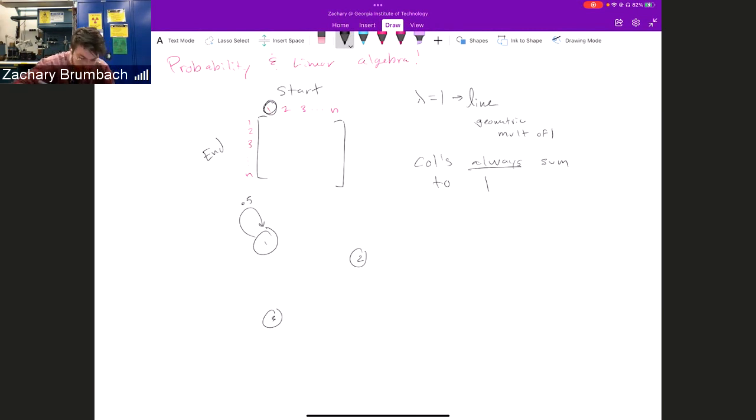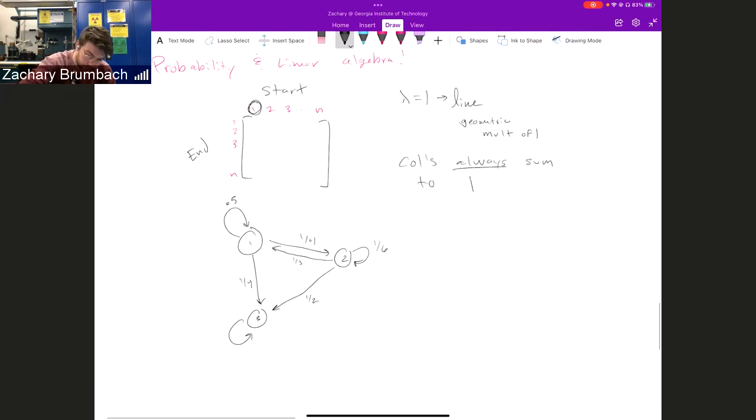Let's say there's a 0.5 here, 1/4 there, and 1/4 there. Here, there is a 1/6 chance it goes there, a 1/3 chance it goes there, and a 1/2 chance it goes there. And for 3, let's say 50% goes here, and 50% remains here. I'm just trying to fill out these top 3 columns, okay?